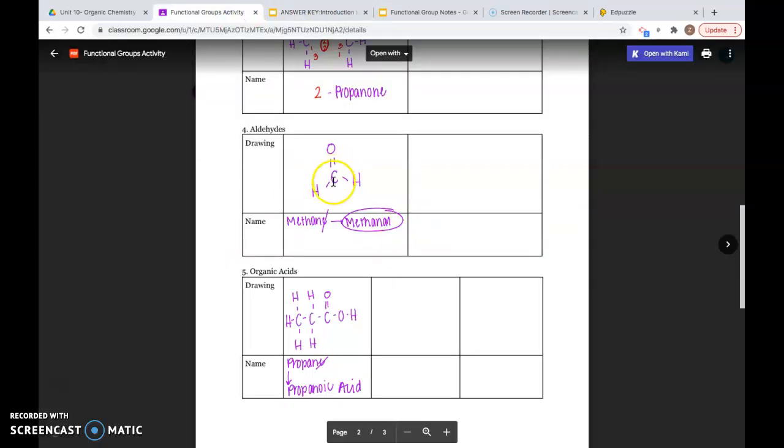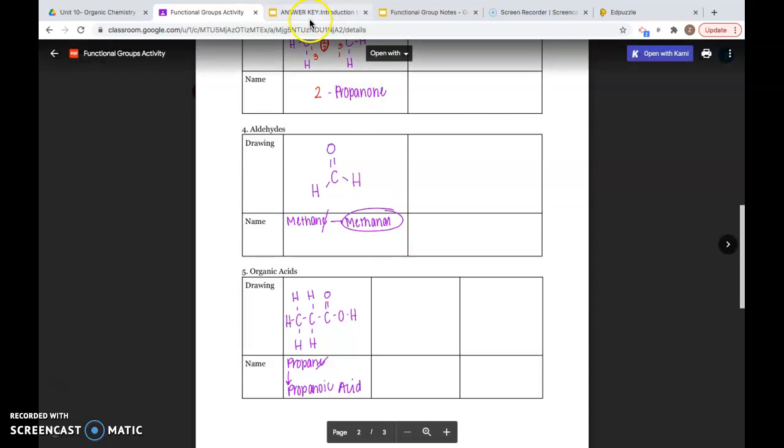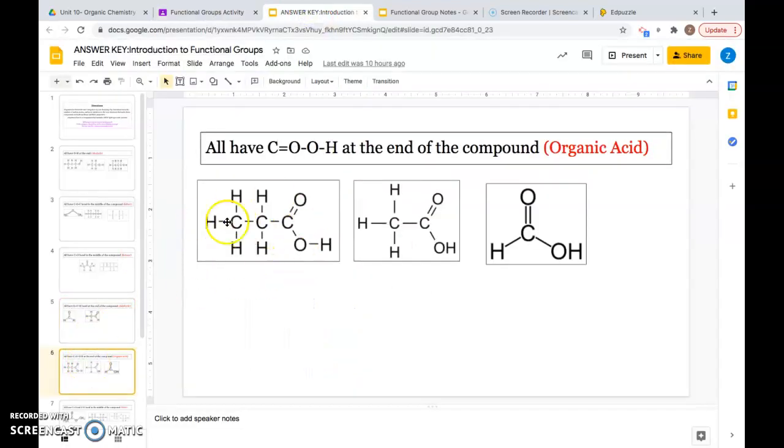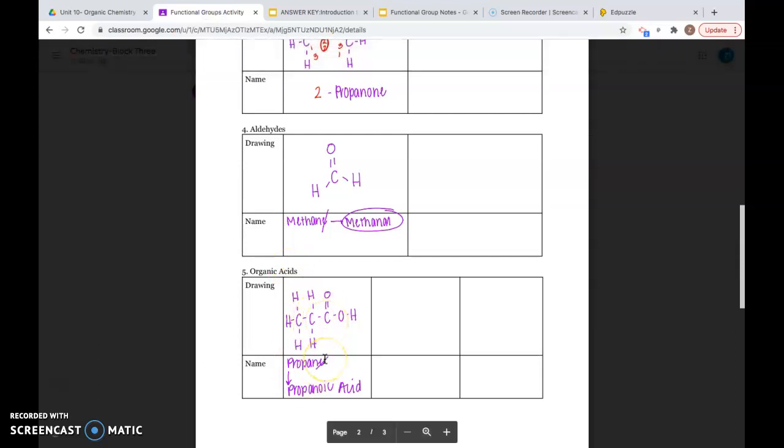I drew it. We have 1 carbon, so this is methane. And again, no numbering needed. So we just change that E to Al. So this is methanal. Then we go to organic acids. Again, I drew this one for you on the left here. It has 1, 2, 3 carbons in it. So this is propane. No numbering because that's on the end there and always will be. So we just change the E to oic acid. So this is propanoic acid.